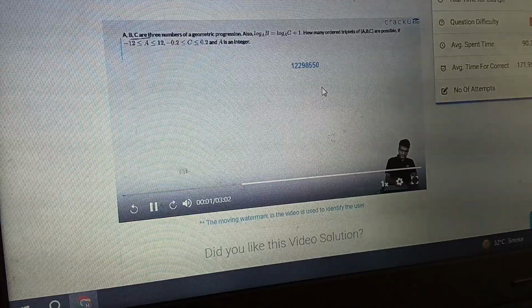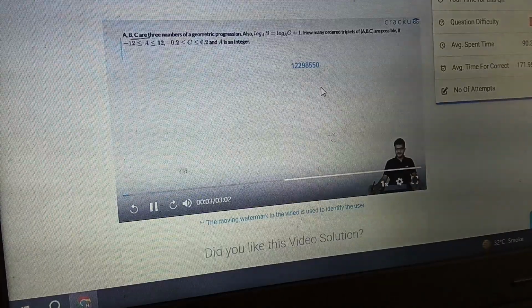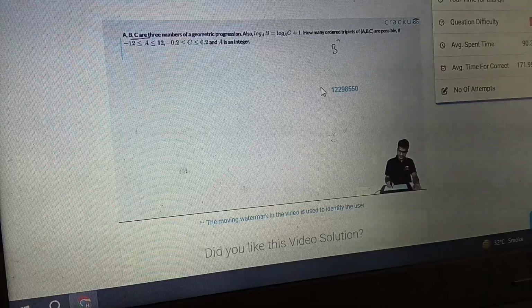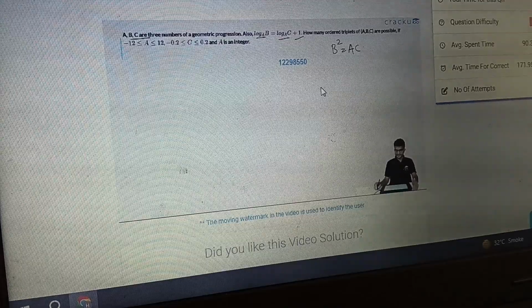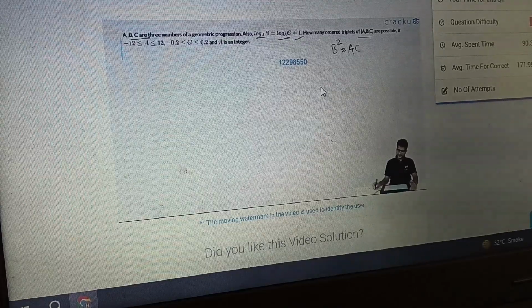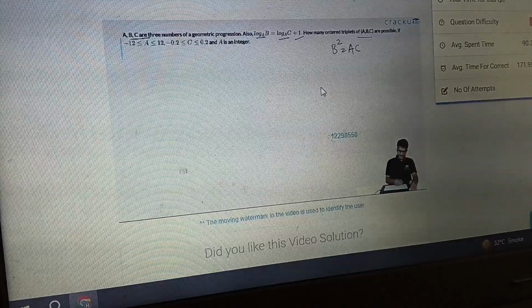In this question we are told that A, B, C are three numbers which are in a geometric progression. So B square is equal to A into C. We are also told that log of B to the base A is equal to log of C to the base A plus 1.